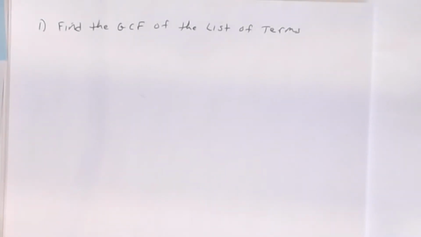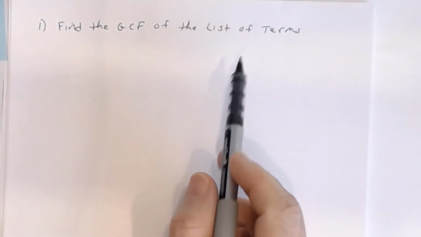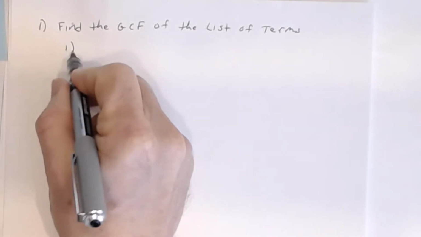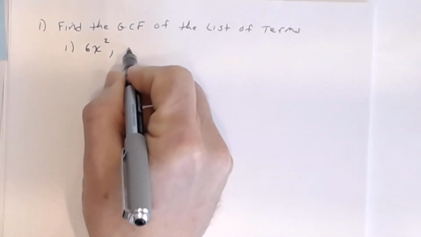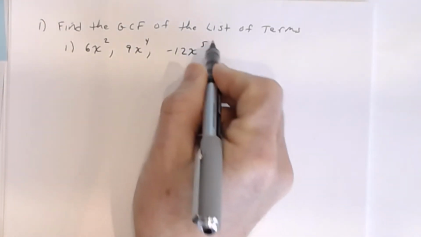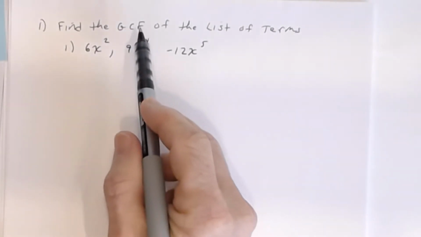All right, so it says find the GCF of the list of terms. This is topic one, so when you work on topic one, you'll see something like this. Number one: 6x squared, comma, 9x to the fourth, and then negative 12x to the fifth. If you want to find the GCF, remember GCF means greatest common factor.